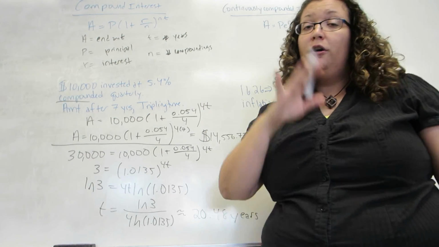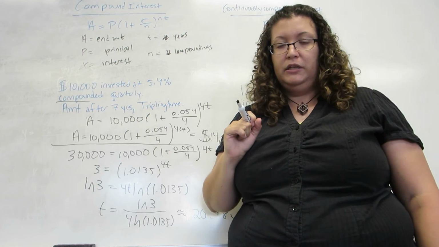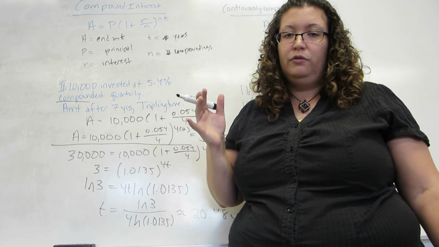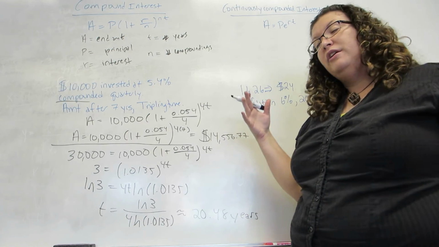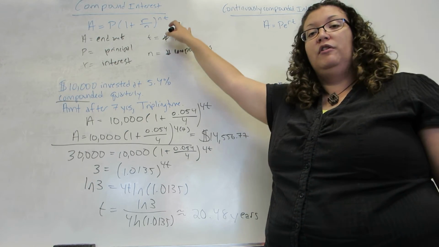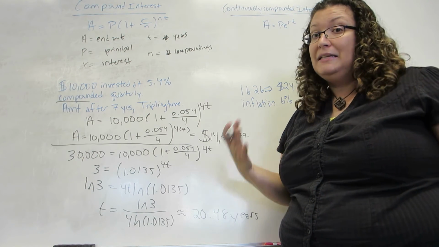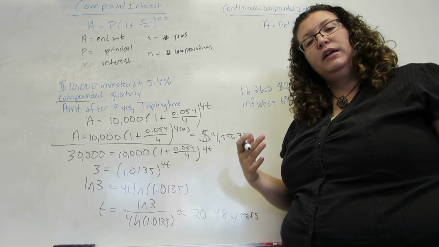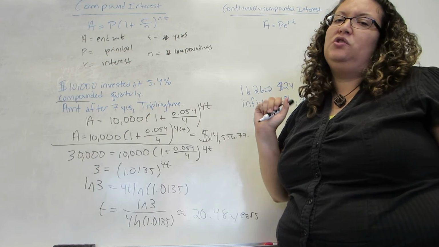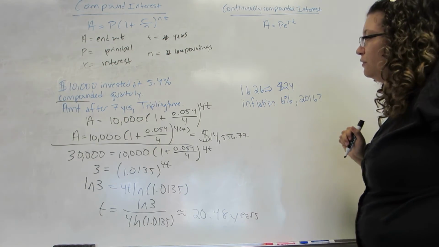Now, no bank in the world is going to give you continuously compounded interest. They just aren't going to do it. The reason we use this formula, though, is because it is so much easier to use than this one. So when we're doing calculations that don't have to be exact, or we're just approximating, we like to use this formula because it's so much easier to use. So let me give you an example.